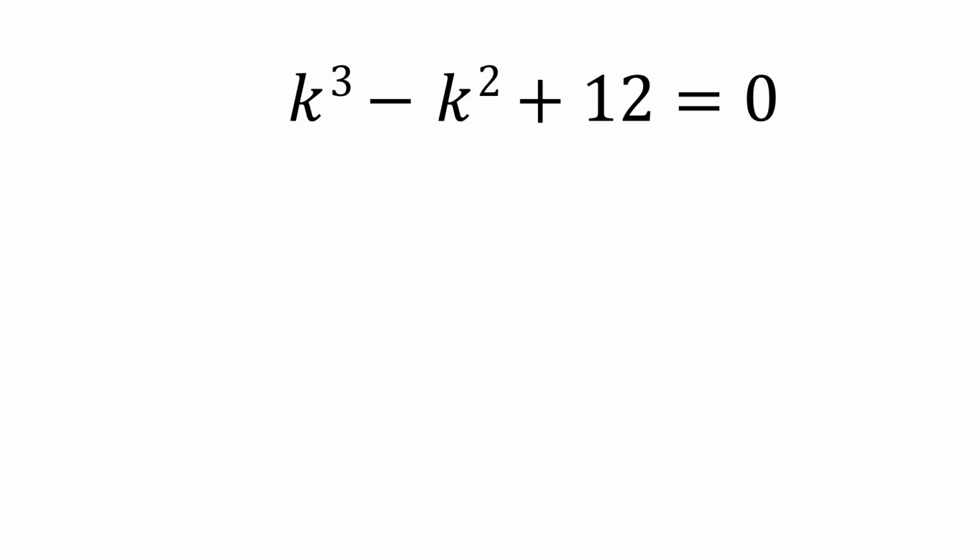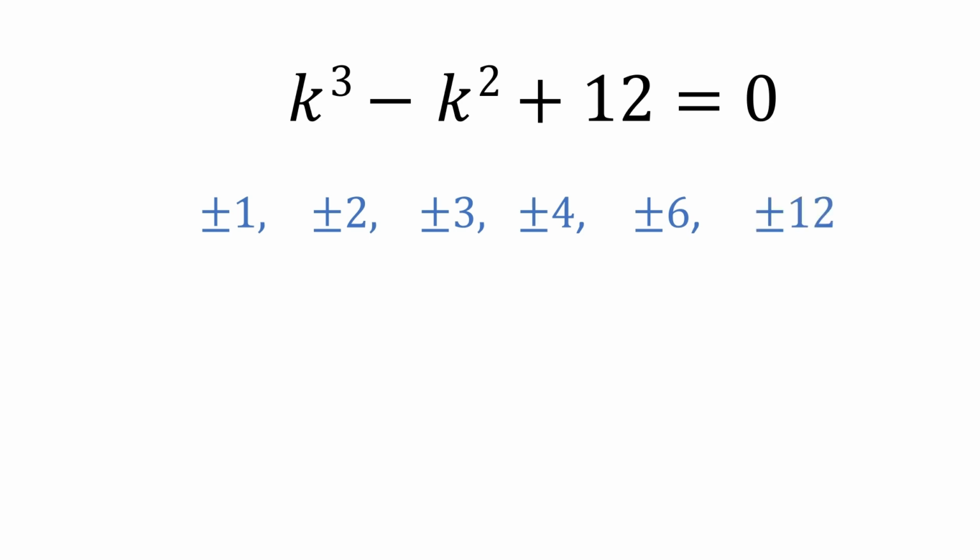Now comes an important decision. Whenever you see a polynomial with whole number coefficients, it's worth asking one simple question. Could it have a rational root? The Rational Root Theorem gives us a short list: plus or minus 1, 2, 3, 4, 6, and 12. That's actually a pretty short list. A little testing might save us a lot of work. Let's start with the simplest candidate.